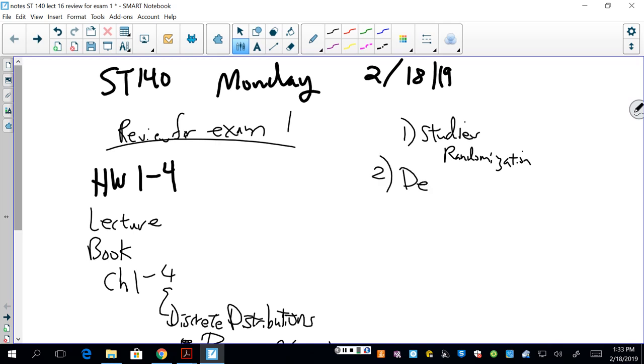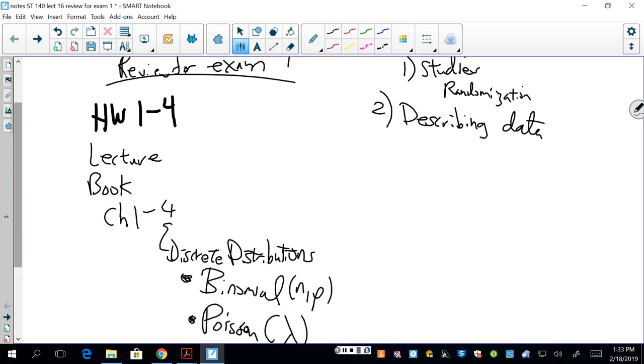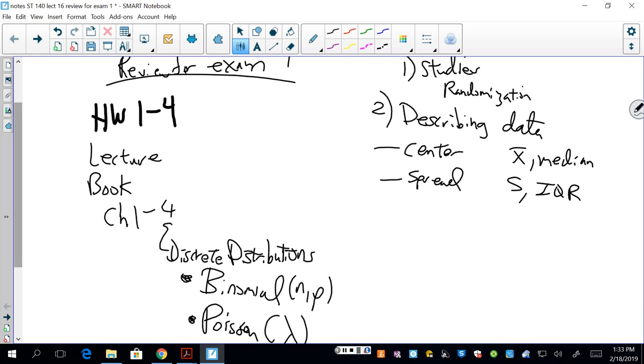We did some describing of data. Once we do a study and get a data set, the main descriptions we had were measures of center, things like x-bar and the median, and spread. We look at standard deviation, interquartile range, and the range. Might have looked for outliers, and graphs of things: histogram, box plot, things like that, and relating one to the other.